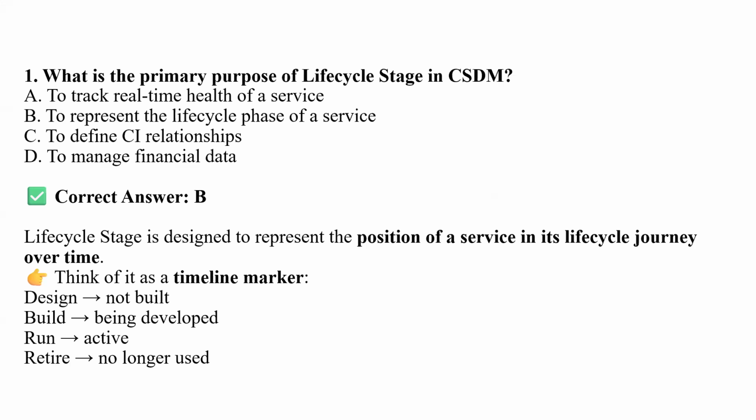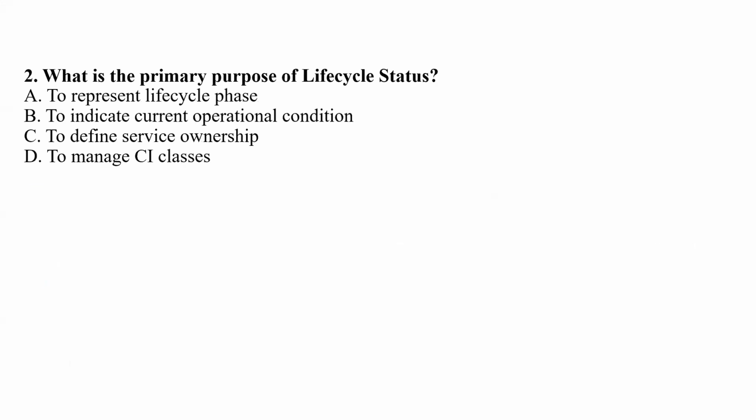It's expired. Next question. What is the primary purpose of lifecycle status? Option A, to represent lifecycle phase. Option B, to indicate current operational condition. Option C, to define service ownership. Option D, to manage CI class. So the correct answer is option B, to indicate current operational condition.